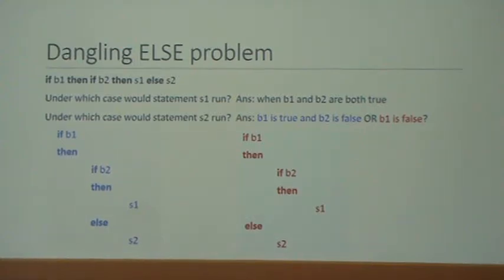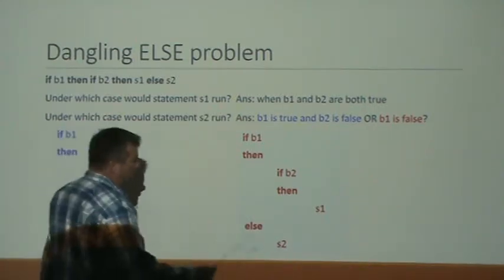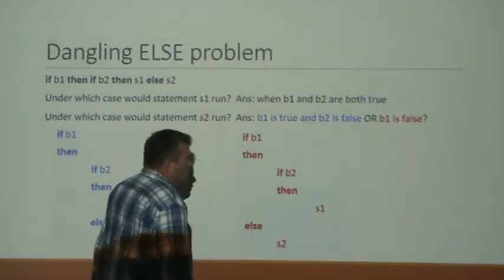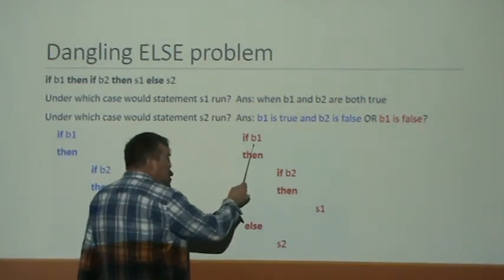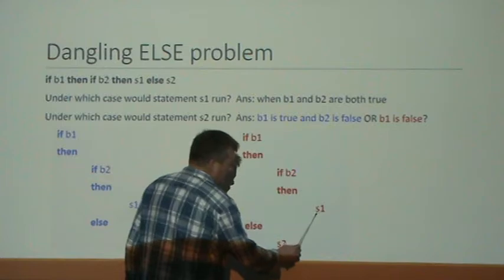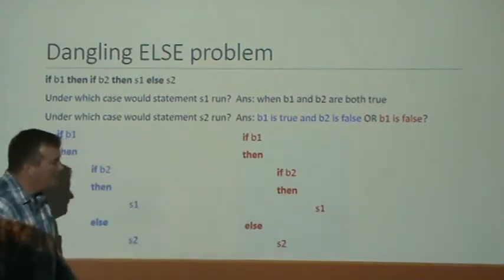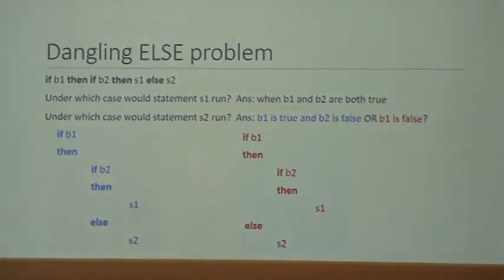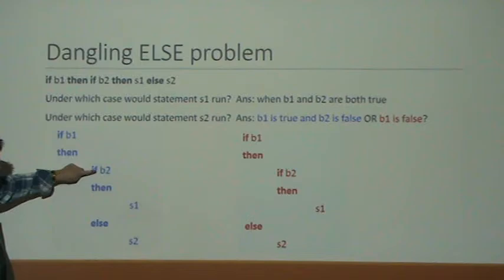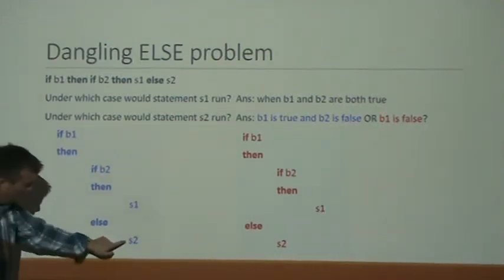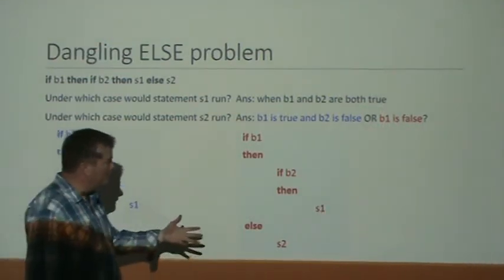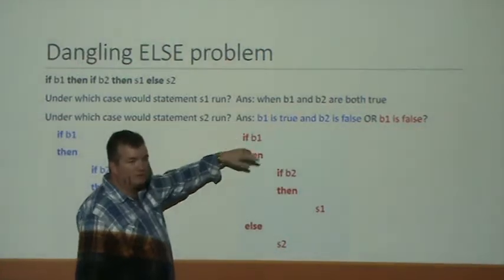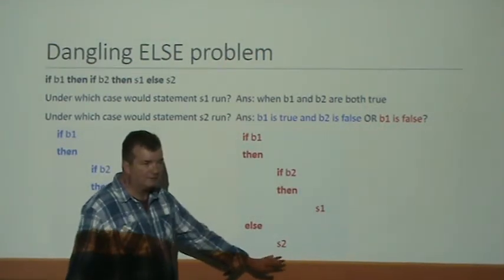So, in both cases, the only way statement 1 would ever run would be if Boolean expression 1 is true and Boolean expression 2 is true. So that would be the same for each one. But the interpretation of when statement 2 runs differs. One way to look at it is to say if Boolean expression 1 is true and Boolean expression 2 is false, it would run. Another way to look at it is if Boolean expression 1 is false, it will run.